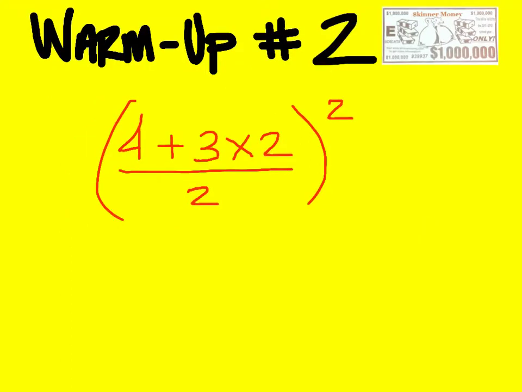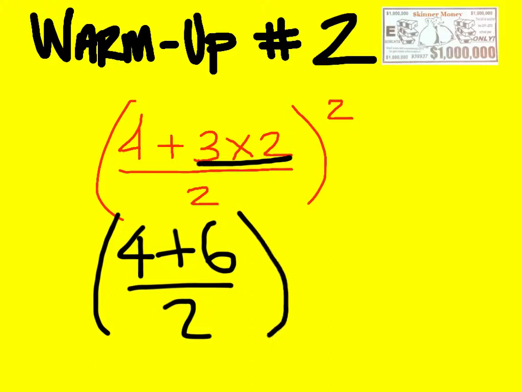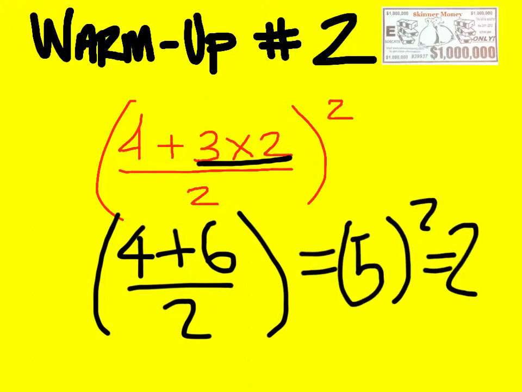We're on problem number 2. Okay, for this one, you want to do 3 times 2, so 4 plus 6 over 2. 4 plus 6 is 10, so 10 over 2 is 5, and 5 squared is 25.